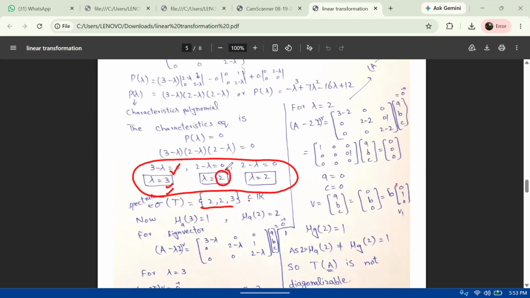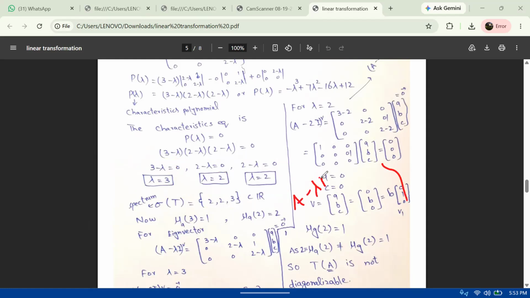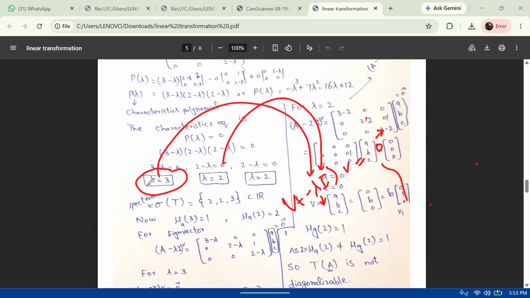So when you find the eigenvalues, our next target is to find the eigenvectors. How can we find the eigenvector? For the eigenvector, we have to solve (A minus lambda I) times v equals 0. So we replace the lambda values here. We put 3 here, then we put 2 here. For this 3, we get one eigenvector. For this lambda 2, we get two eigenvectors. So I am now moving further.